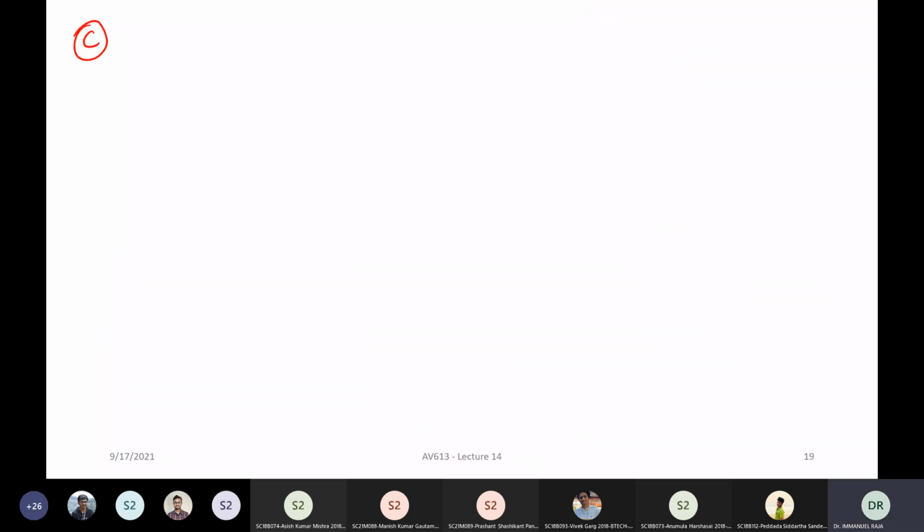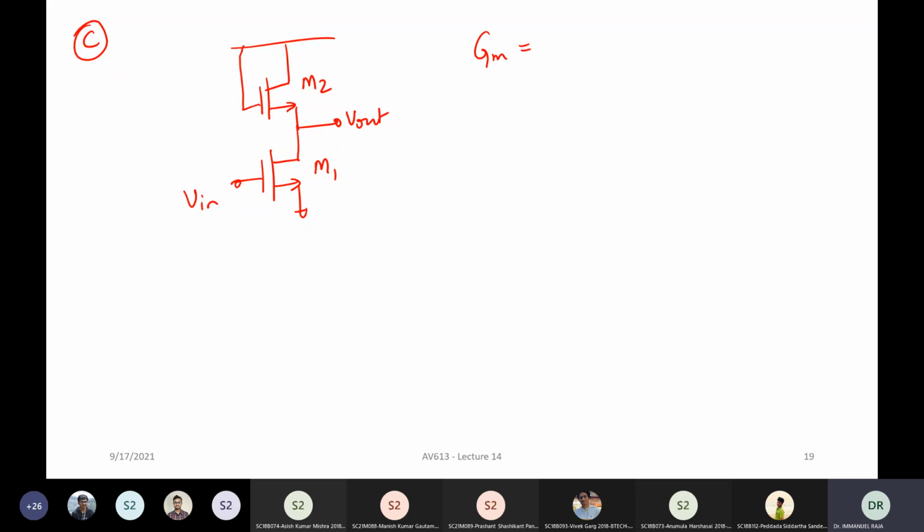Now let's look at the other circuit where you take an NMOS transistor and put it as a diode connected load. Let's say this is Vin. Let's call this M1. Let's call this M2. This is Vout. Now can you tell me what is the effective gm here?